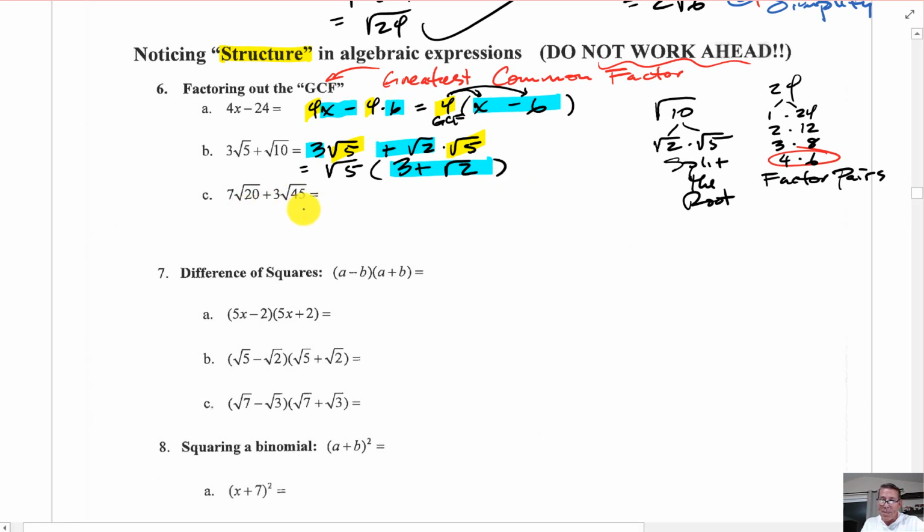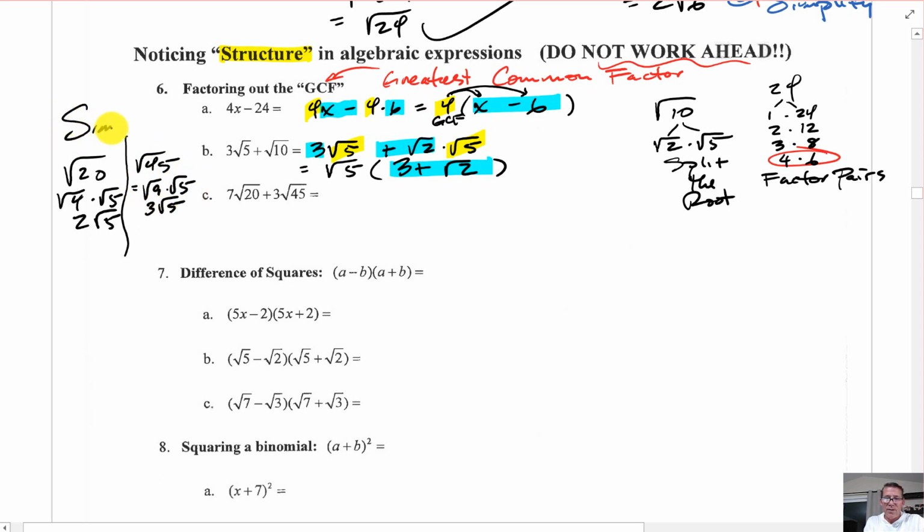This one here, there's different ways of doing this. You could simplify first. If we simplify rad 20 as root 4 times root 5, we get 2 root 5. If we simplify the square root of 45, we get the square root of 9 times the square root of 5, which is 3 rad 5. So that process is called simplify.